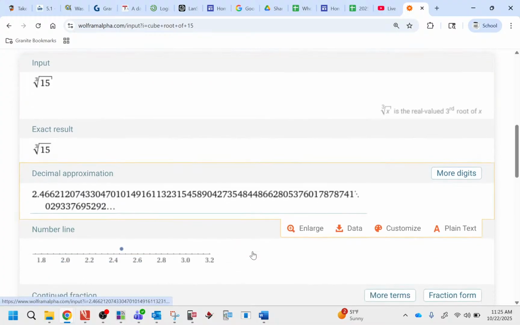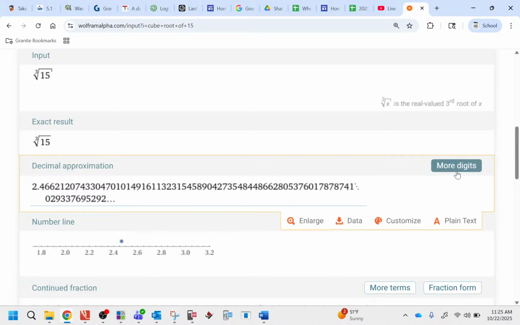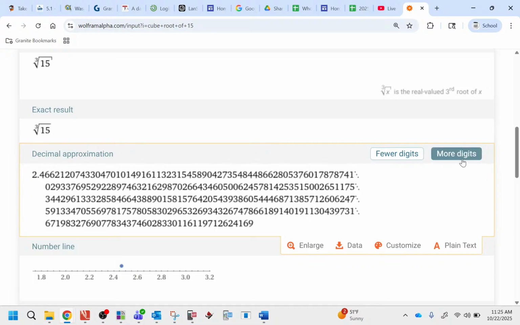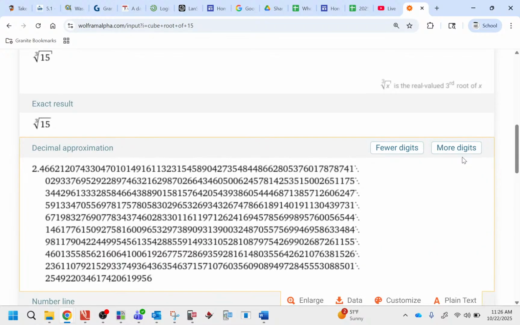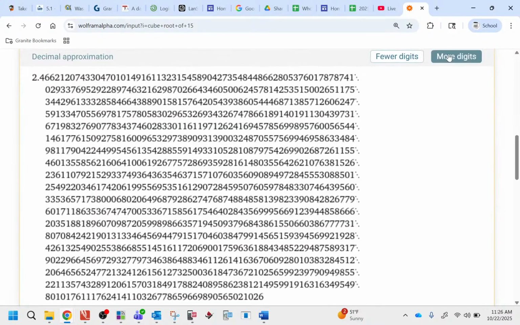And I want to show you something. Look, there's your decimal approximation right there: 2.4662120743304. Oh, more digits? Certainly. Would you like more digits? Yes. Surely that must be the end. Oh no, more digits.